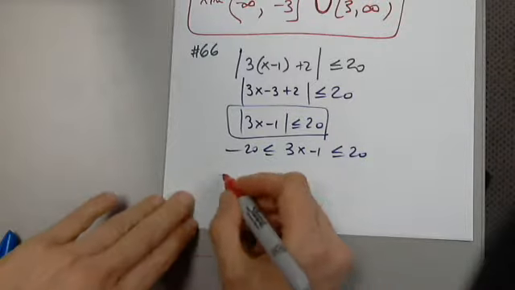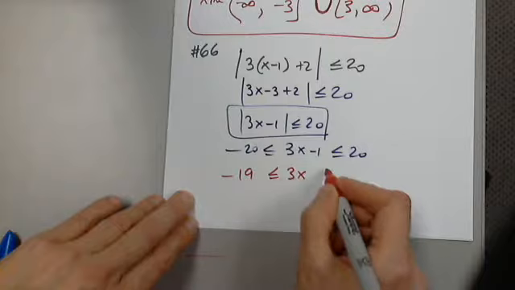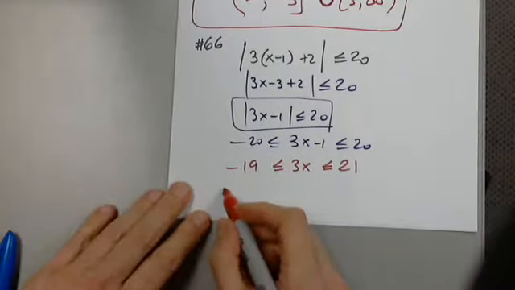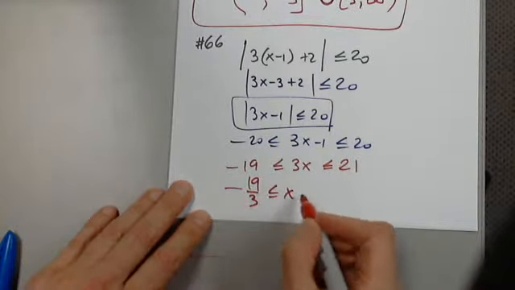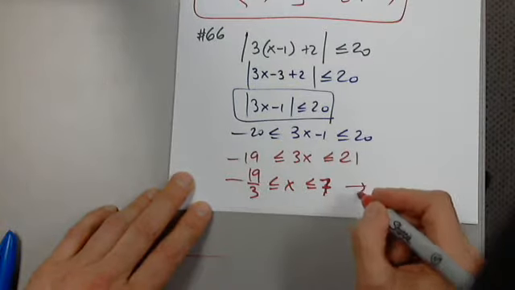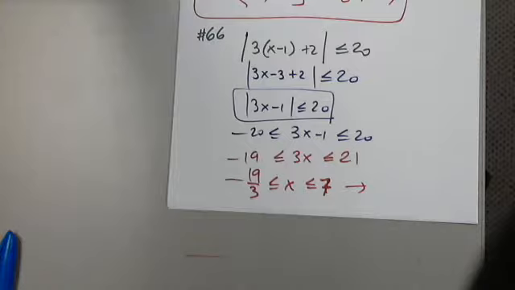Add 1. Very good. Negative 19 less than or equal to 3x less than or equal to 21. I added 1 to all 3 sides. Perfect. Then dividing each side by 3, very good, awesome. So negative 19 over 3 less than or equal to x less than or equal to 7, or 21 over 3. So now in interval notation, can anyone give us the interval notation for this?